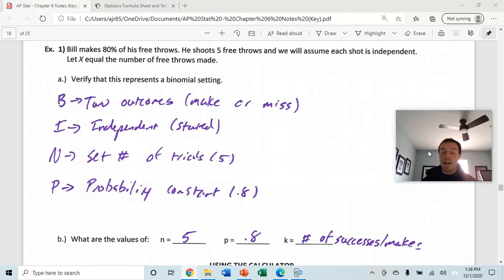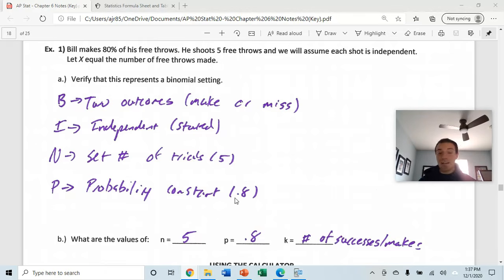So B, there are two outcomes, success versus failure, in this case, a make or a miss. I, independence. It is stated that each shot is independent. If it didn't state that, you might argue that it's not independent because maybe he'll go on a hot streak and then the probability of the next shot being made is more than the previous one. But it does state that the shots are independent here. N, we have a set number of trials, N, that is 5. And P, the probability is constant. It is 80%. I know it's constant because it says it's independent there. So our value of N is 5, and our value of P is 0.8. K would represent the number of successes or makes.